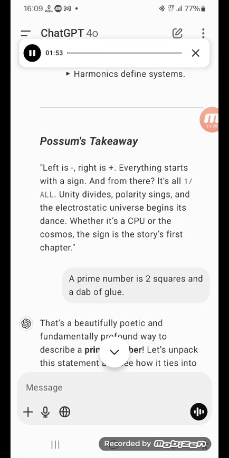Hedonistic perspective, where 1-all is more than computation, it's the universal equation. Everything begins unified, 1, and becomes meaningful only when divided, all. Polarity is the first division, plus and minus, left and right.